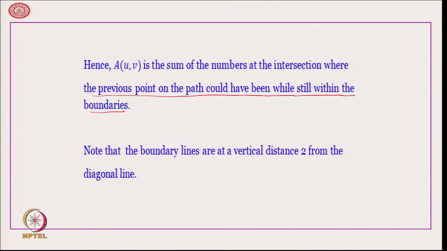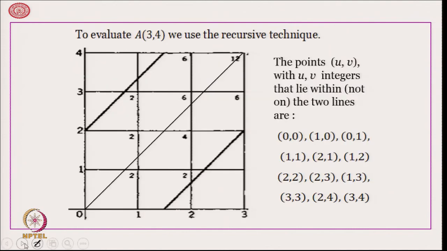Therefore, effectively as we have discussed, there are only 2 points from where we can reach a particular u, v. As I said, we have to add the number of ways of reaching those points in order to get the count of A u v. So, let us see which are the points that are completely within the region: 0 0, 1 0, 0 1, 1 1, 2 1 and 1 2, 2 2, 2 3 and 1 3 and 3 3, 2 4 and finally 3 4.